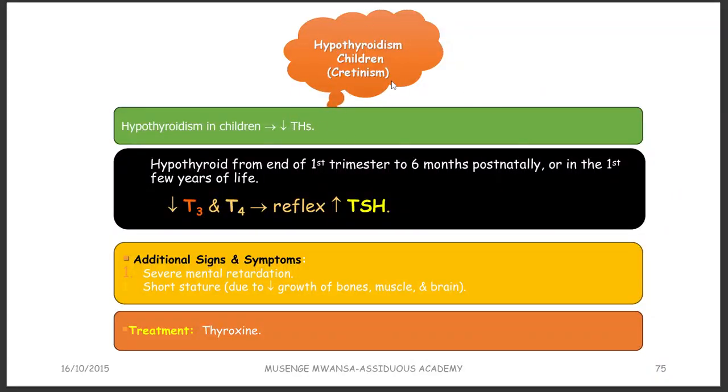Hypothyroidism in children is known as cretinism. And in here, there's a reduction in T3 and T4 that will lead to reflex increase in thyroid stimulating hormone. Additional signs of hypothyroidism in children, there's going to be mental retardation, severe short stature, because remember the thyroid hormone is also involved in growth. So to treat this condition, you can just give thyroxine, which is T4.